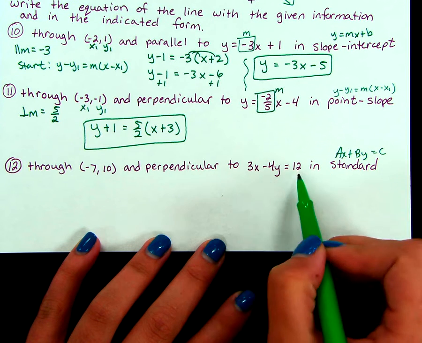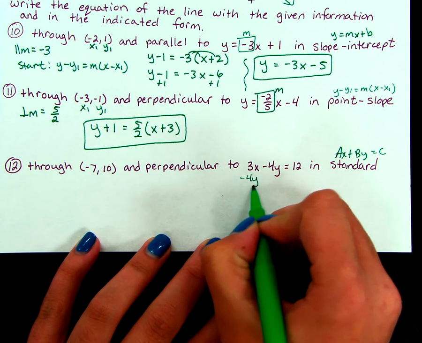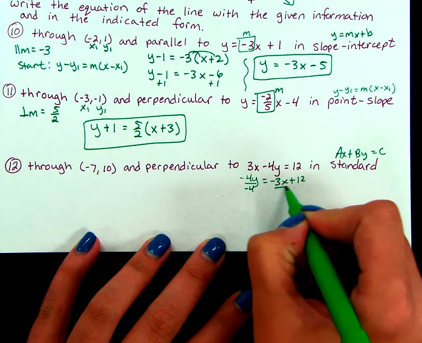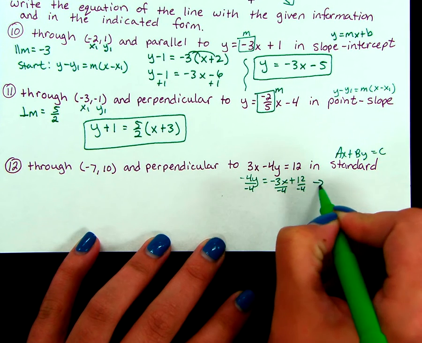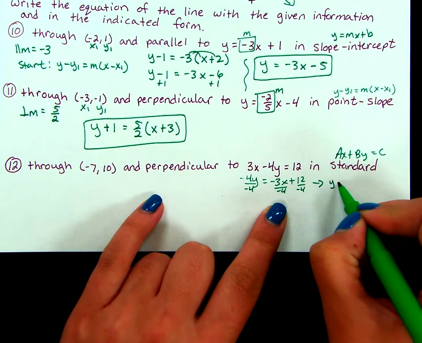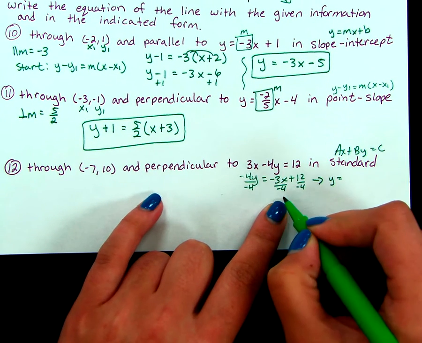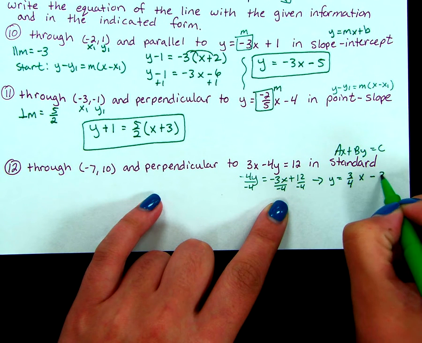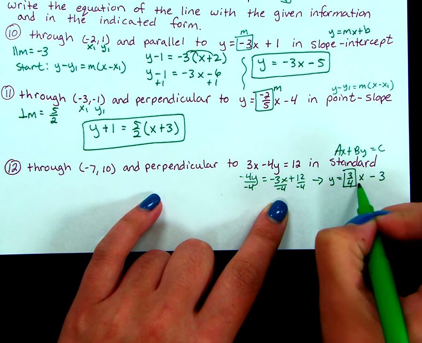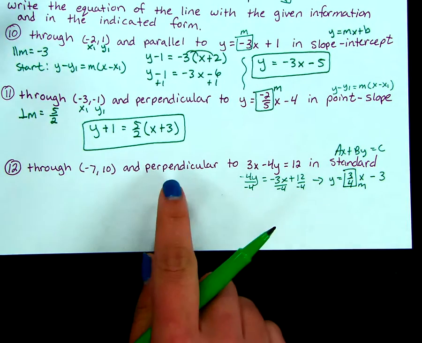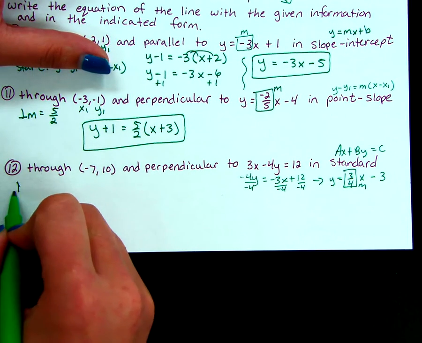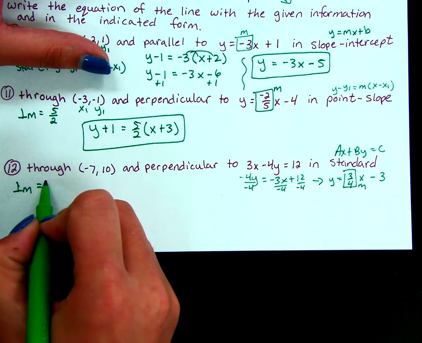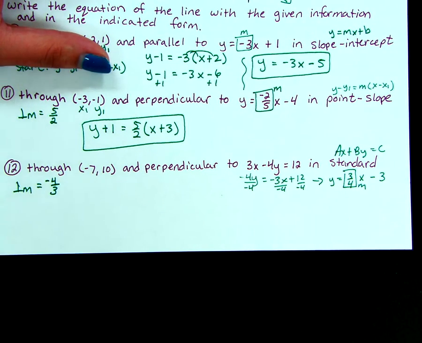So that means we're going to subtract the 3x over. So negative 4y equals negative 3x plus 12. And then divide everything by negative 4. So this equation becomes y equals, and we have a negative divided by a negative, so that will become a positive 3/4 x minus 3. This is the part that we care about. This is our slope. Again, we want perpendicular, so for our perpendicular slope, we're going to flip that fraction and change its sign. So it's going to become a negative 4/3.